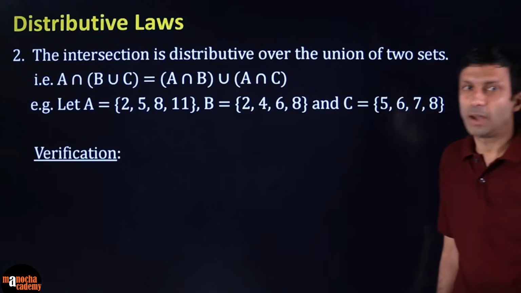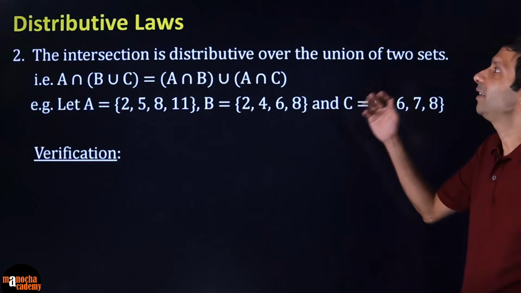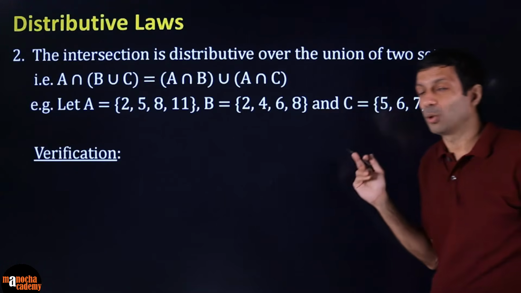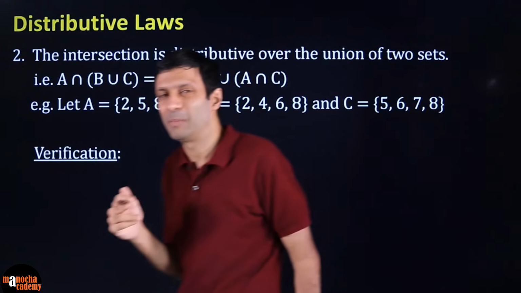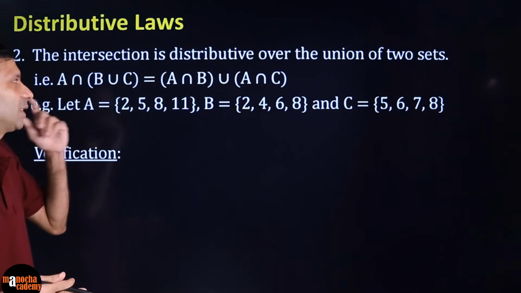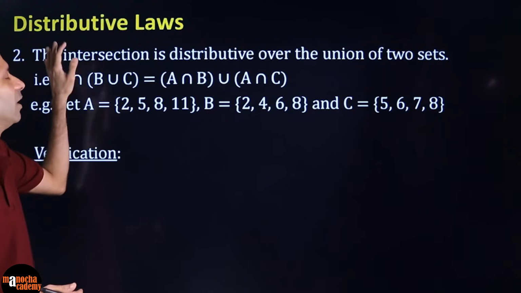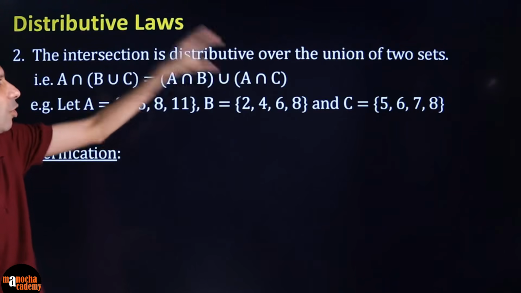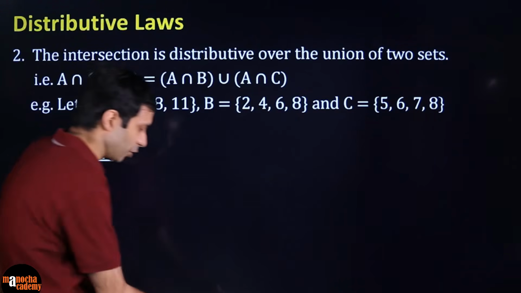And similarly, you have the other law also, that intersection is distributive over union. But note that addition is not distributive over multiplication, so don't match it with this one. But for sets, both are true, just like union was distributive over intersection. Intersection is also distributive over the union of two sets.